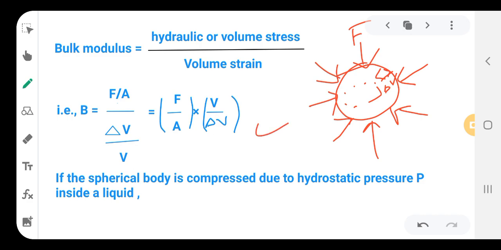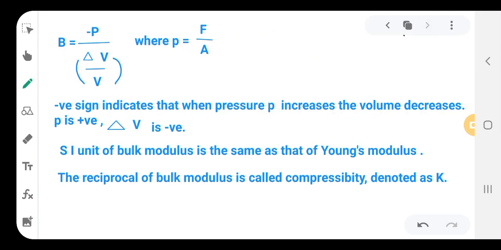If the spherical body is compressed due to hydrostatic pressure P inside a liquid, then pressure is again force upon area, and we take it with a negative sign. The negative sign indicates that when pressure P increases on the substance, the volume decreases. So P is positive and delta V is negative. The SI unit of bulk modulus is the same as that of the Young's modulus. The reciprocal of bulk modulus is called the compressibility, denoted as K.